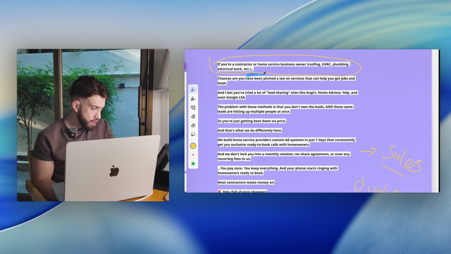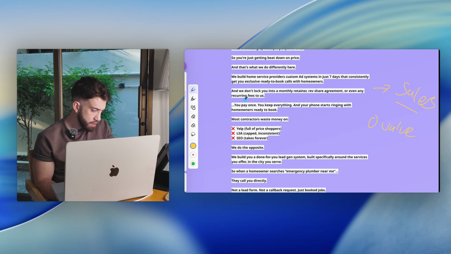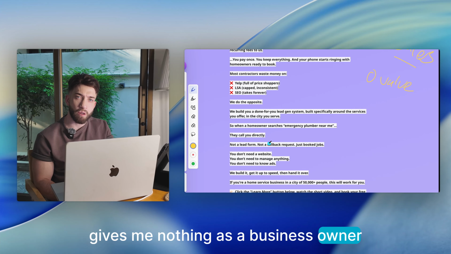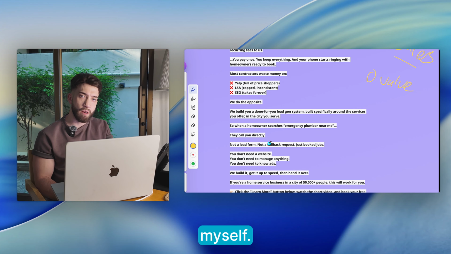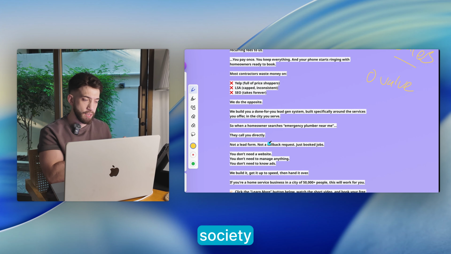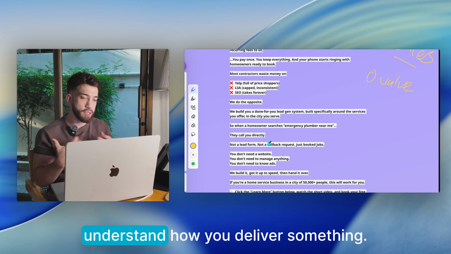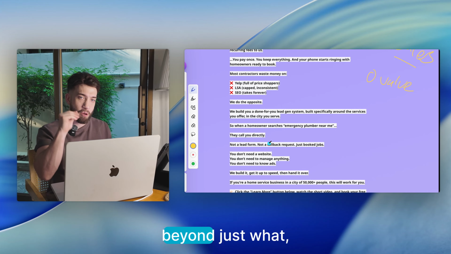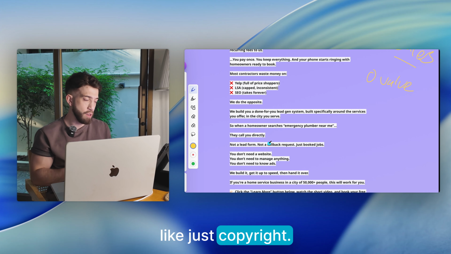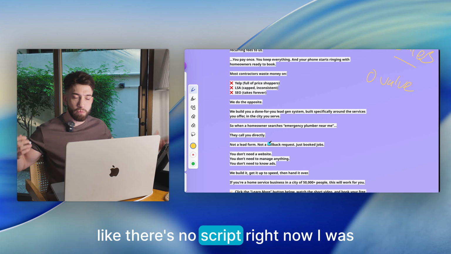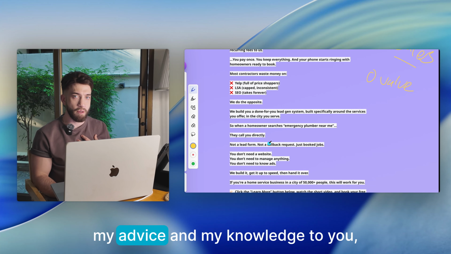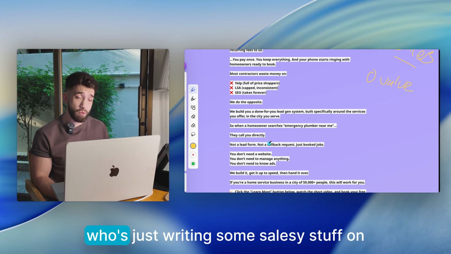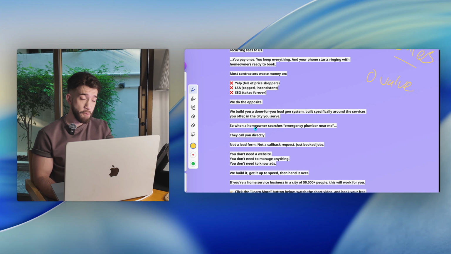Like, this whole copy gives me nothing as a business owner where I can go away and get value myself. And the reality is, in a trust-based society where people need to trust you to understand how you deliver something, they need to see you know what you're talking about beyond just copywriting. When you watch me doing this, there's no script right now. I'm sharing my skill, my advice, and my knowledge with you, where you're instantly going to trust me more and work with me more than someone who's just writing some salesy stuff on Facebook.